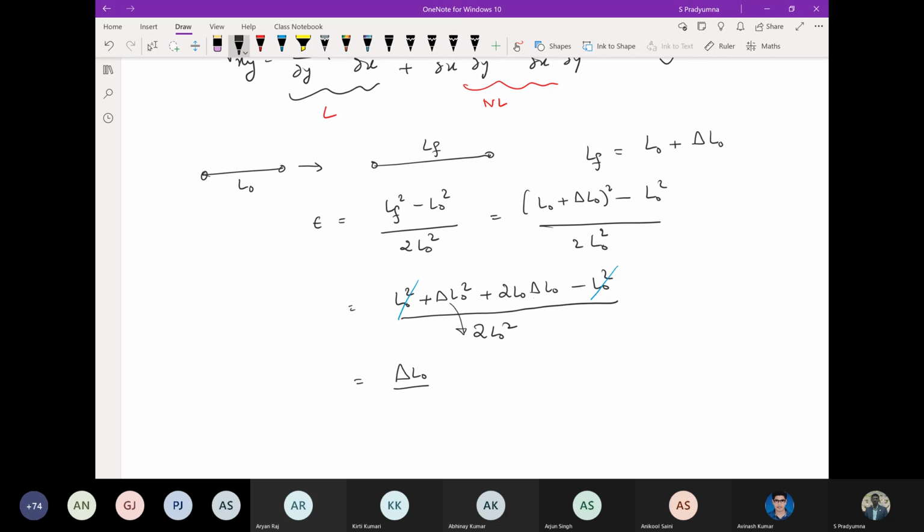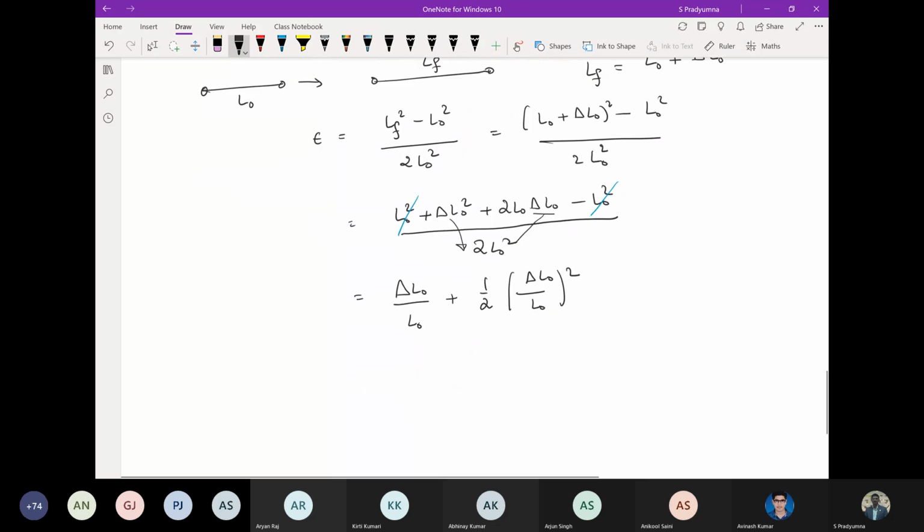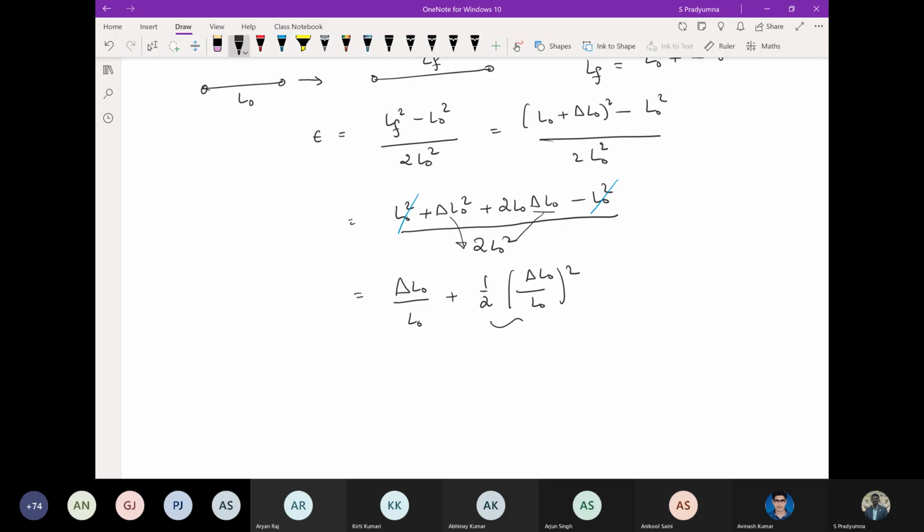divided by, I'm using this term first, delta L0 by 2 L0 delta L0 divided by 2 L0 square, that is delta L0 by L0 plus half into the other term. I can write it as delta L0 divided by L0 square. So this is actually a nonlinear equation. This is the nonlinear term, and this is the linear term.